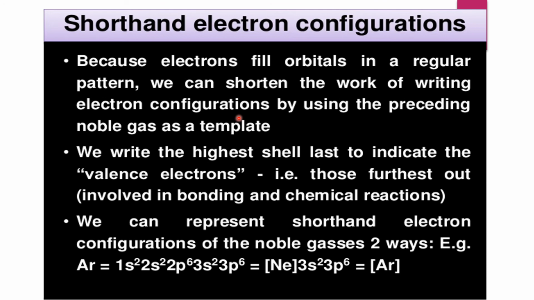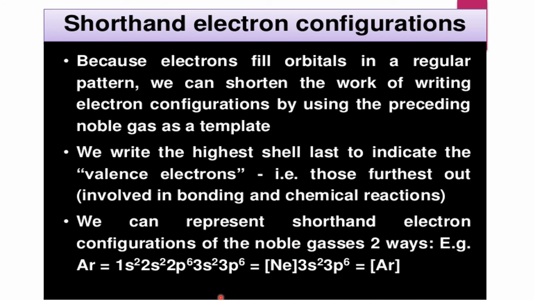So taking their electronic configuration as a template, we can write the electronic configuration of the succeeding elements. We write the highest shell last to indicate the valence electrons, those furthest out, whereas the innermost orbitals are written first. We can represent the shorthand electronic configuration of a noble gas in two ways.